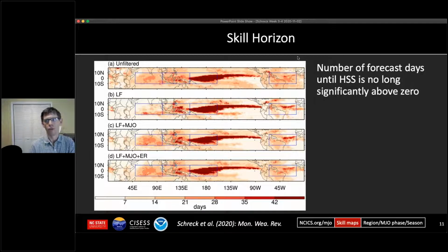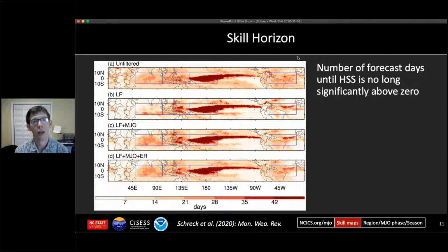This was kind of another way of looking at it, was how far out could you forecast a 7-day running average before it becomes essentially indistinguishable from 0 skill. And over the equatorial Western Pacific, because of that really strong persistent signal, no matter what you do, you're going to be skillful out to the full 45 days of your forecast.